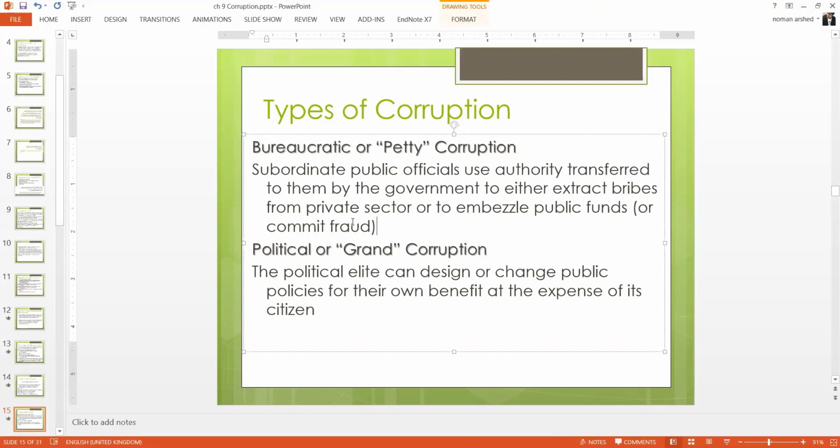And what is political or grand corruption? It is when the political elite can design or change public policies for their own benefit at the expense of citizens. So what does it mean? If a political party has designed a policy which is harming the individuals but benefiting their own people, it comes under grand corruption.